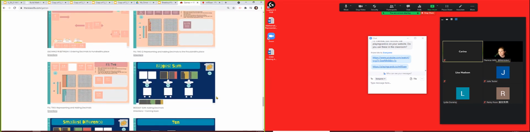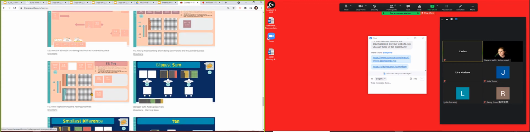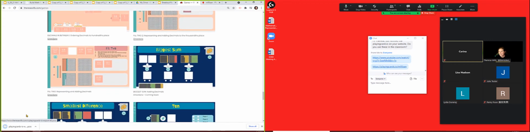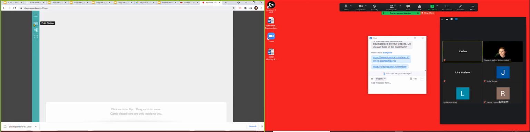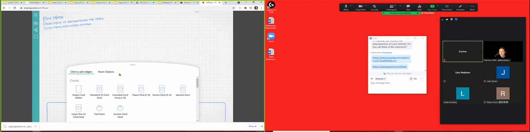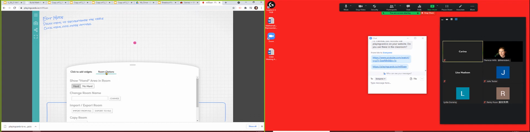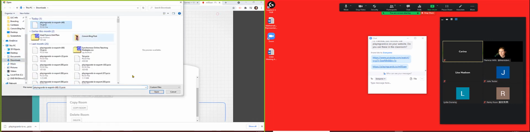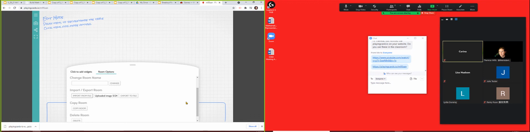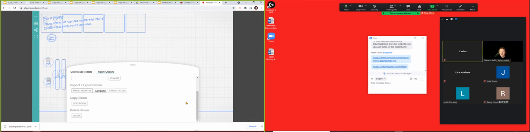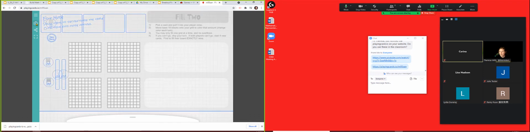Suppose, what's a really fun one? Oh, let's do the Fill 2. I'm going to download this game. So if I click it from my website, it downloads a PCIO file. I'm going to click on the little edit, room options, and I'm going to import the file. This will import everything. I don't have to do anything. The game is now live.